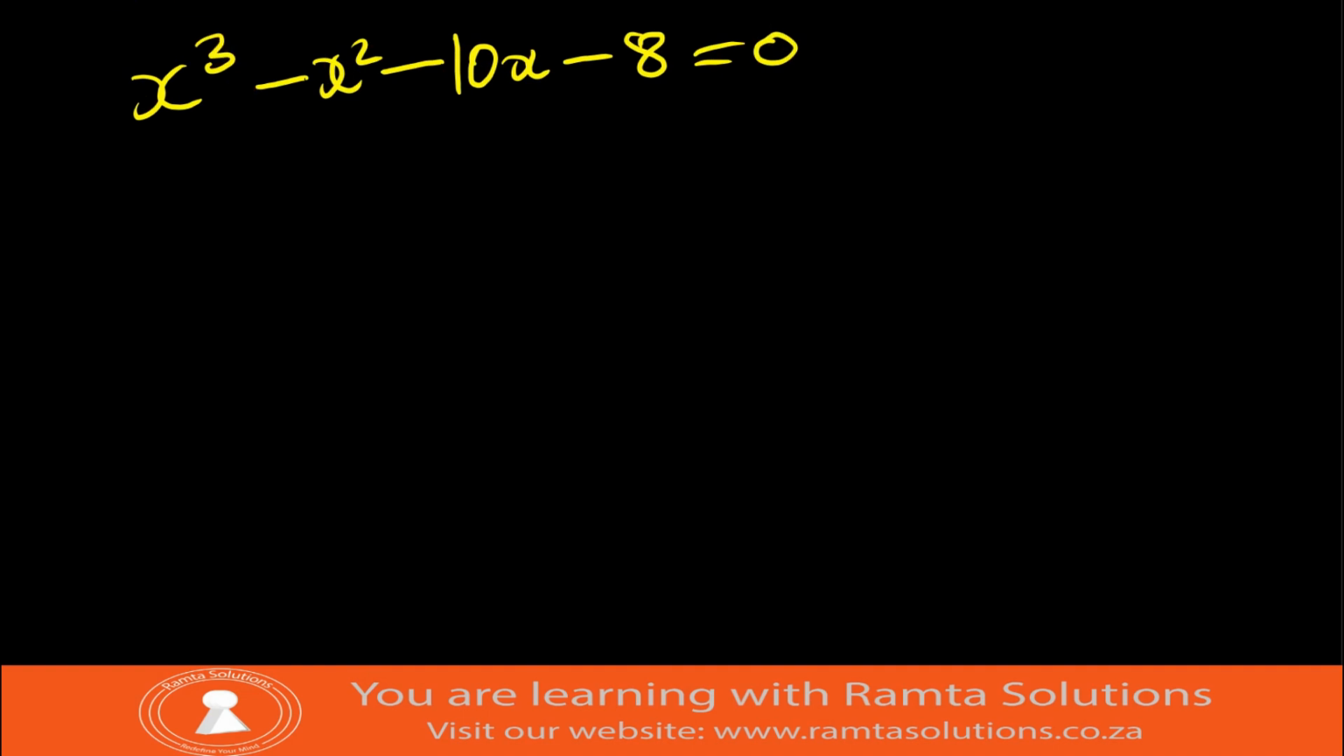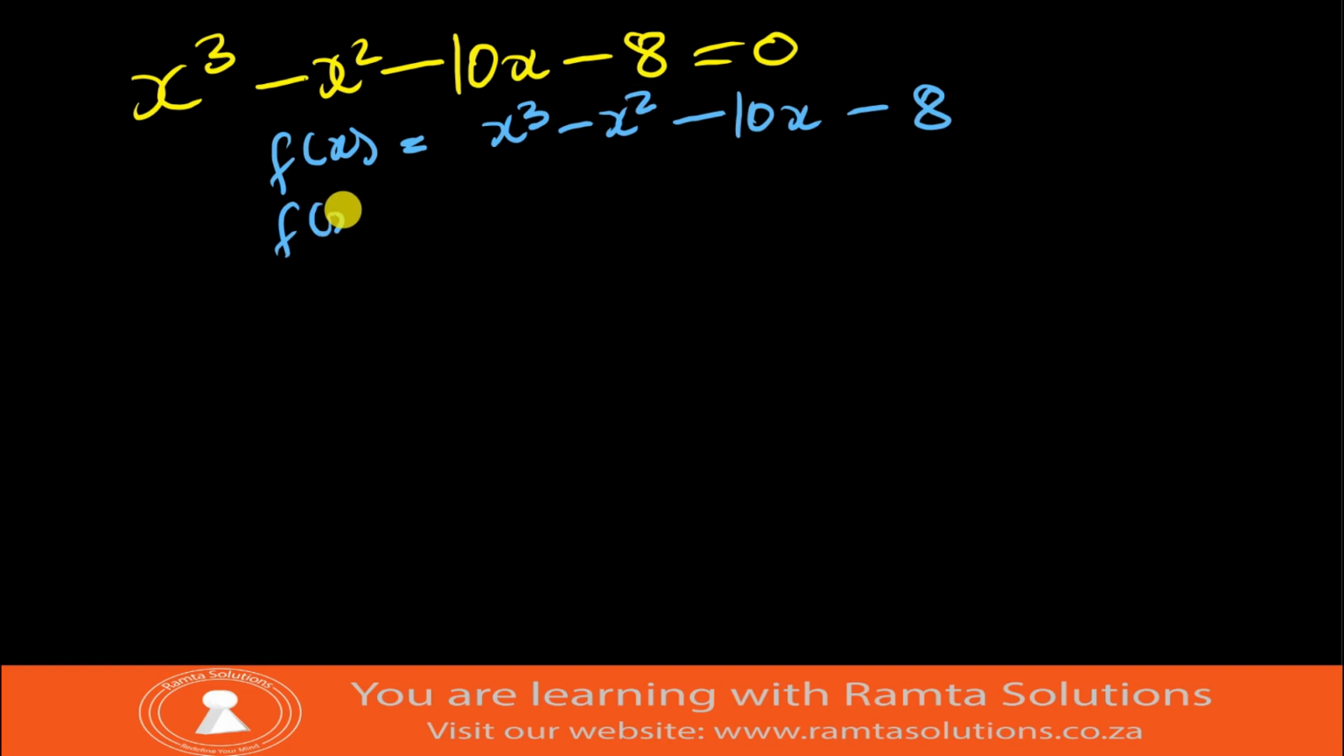So a tip here is that you consider this to be f of x equals x cubed minus x squared minus 10x minus 8. Okay, so you want to make f of x equals 0, right? You want to make f of x equals 0. So you have to look for values of x that will make this expression 0.